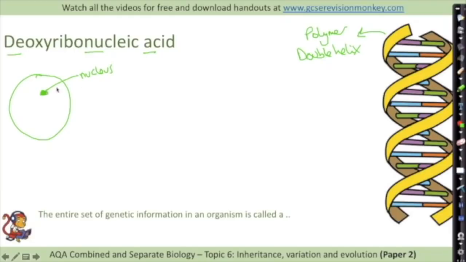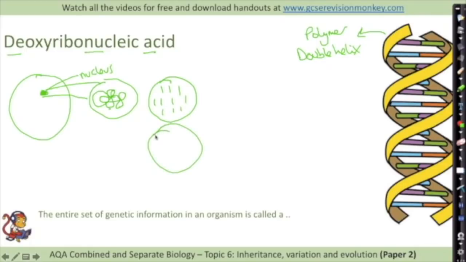Often in the nucleus, if we just take a picture of what the nucleus looks like, it is just loose DNA because it's being used to make proteins. But sometimes it can be organised in chromosomes, and you might see chromosomes like that. You may also see chromosomes that look a bit more like a cross when they have doubled up and got exact copies of each other. So be aware that you might see both of those in the exam.